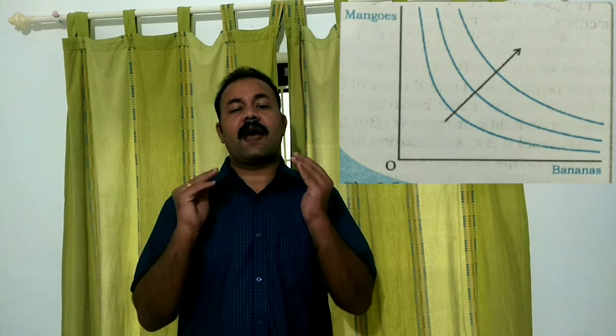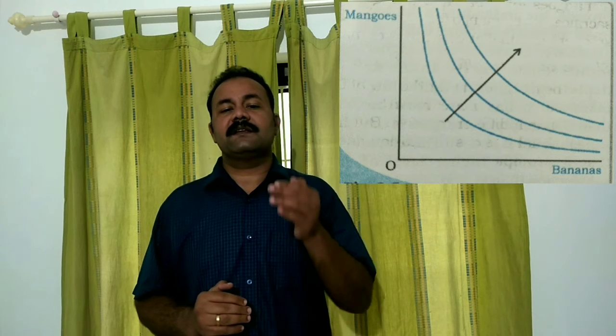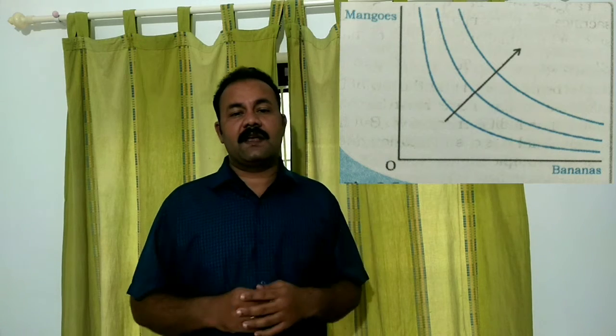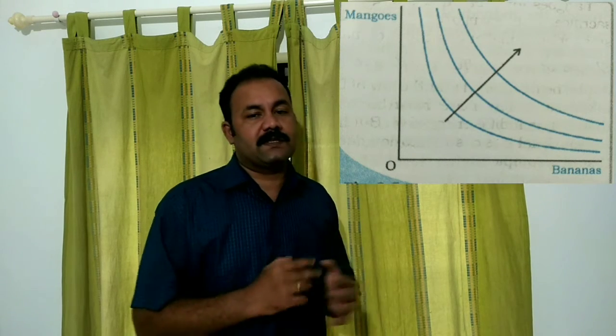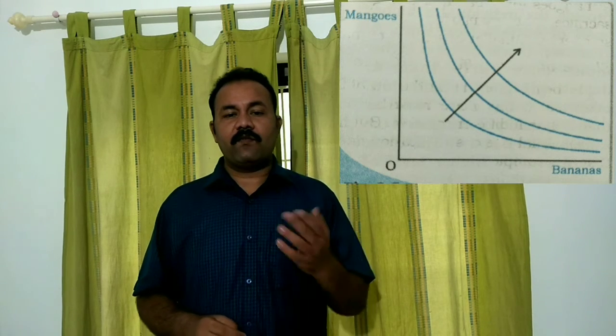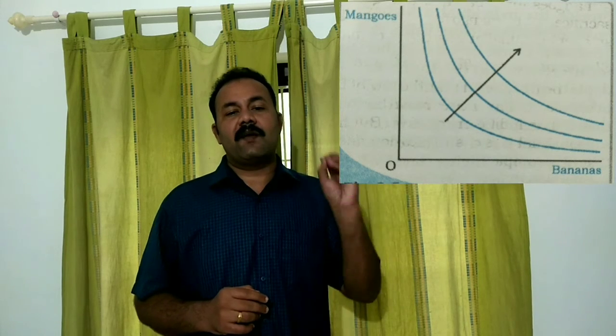The family of indifference curves is known as an indifference map. A group of indifference curves, or a family of indifference curves, is known as an indifference map. If we draw a group of indifference curves on the same diagram, that map is known as an indifference map. Then the next important topic is the features of indifference curves.